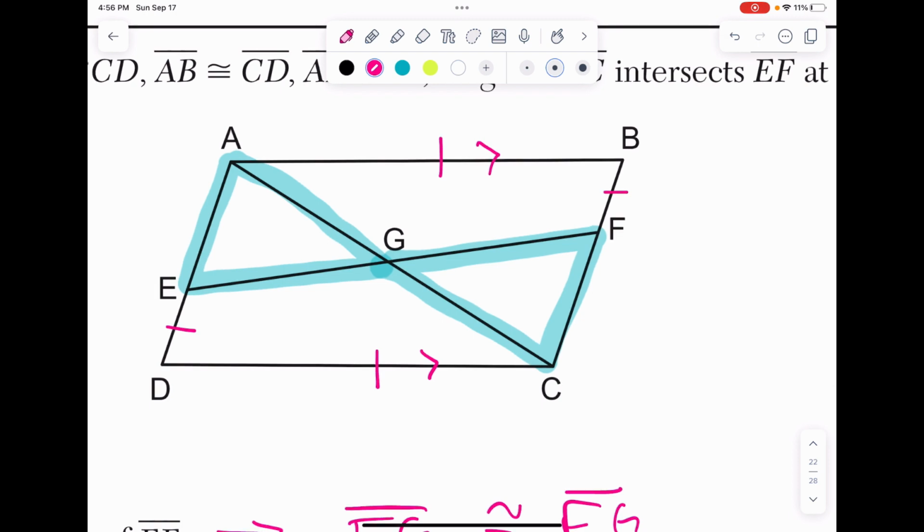In a parallelogram, we know opposite sides are parallel, so for instance, AD and CB are parallel. But we might also know that parallel lines form congruent alternate interior angles. So I'm going to show these two opposite sides are parallel, and therefore these two angles that I'm marking off in pink here have to be congruent because they're alternate interior angles.